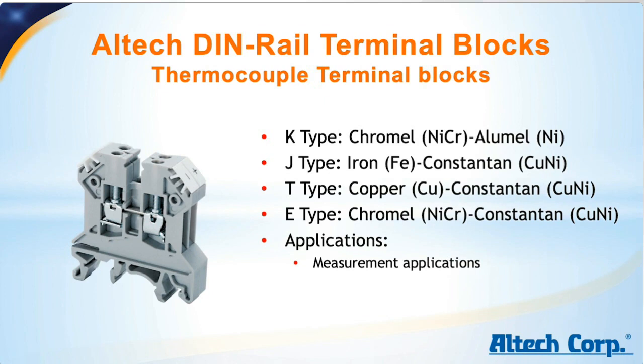Available here at Altech are thermocouple blocks of different types, and each type stands for a different metal combination. There's the K type, J type, T type, and E type. And as you can see here on the slide, each type has different materials. At least out of my experience, the most commonly used ones are the K and the J type thermocouple terminal blocks.